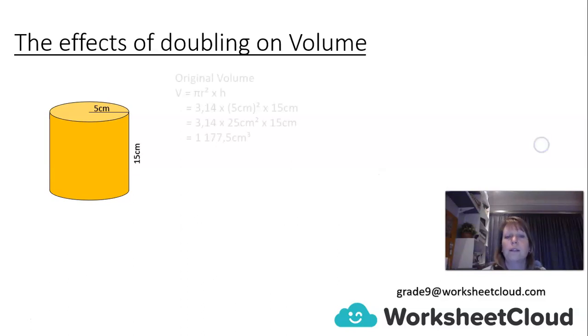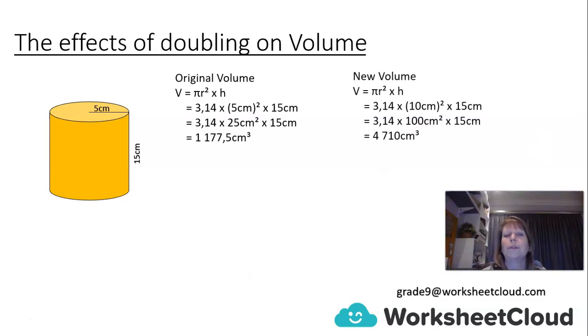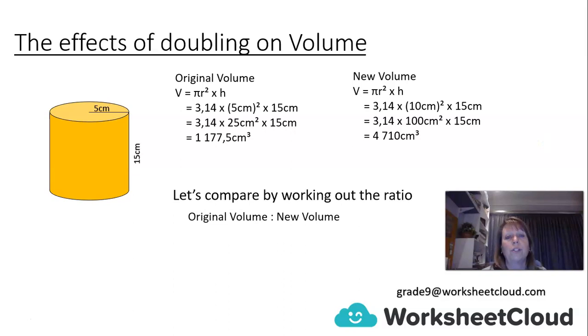Okay, so let's see. There's our original volume again. Here is our new volume when we doubled the radius, and let's work that out as a ratio. So we're going to compare them. We've got our original volume as opposed to our new volume, 1177,5 and 4710, both centimeters cubed. Again, remember, if one of them is centimeters squared and the other one is centimeters cubed, you cannot compare them, so you can't work out the ratio. But they are both centimeters cubed, so we can work out the ratio.